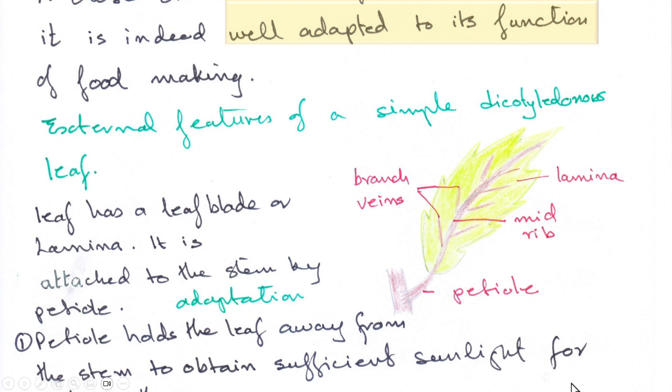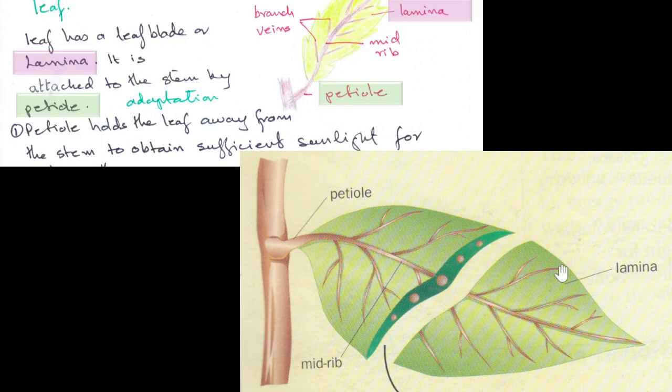Now over here you must not confuse the word dicotyledonous. This we will explain afterwards. Leaf has a blade or lamina. It is attached to the stem by petiole. Now its adaptation: petiole holds the leaf away from the stem to obtain sufficient sunlight for photosynthesis.